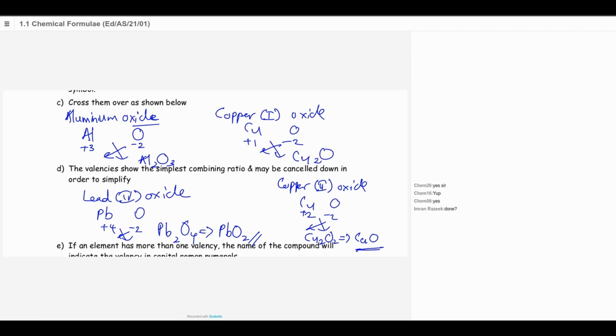So always the capital Roman numerals are used, especially when you have elements with multi-oxidation states, meaning more than one oxidation state. In that case, you have to indicate the oxidation state in capital Roman numerals in brackets. Done.